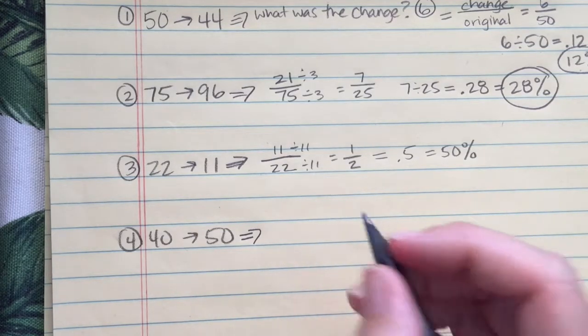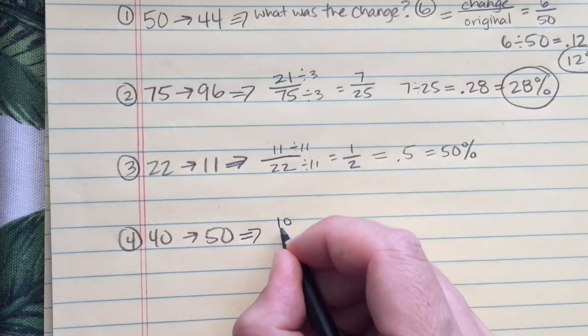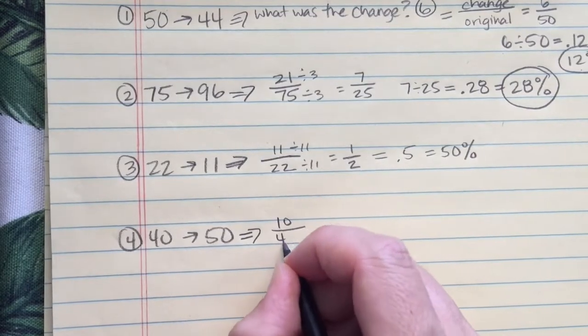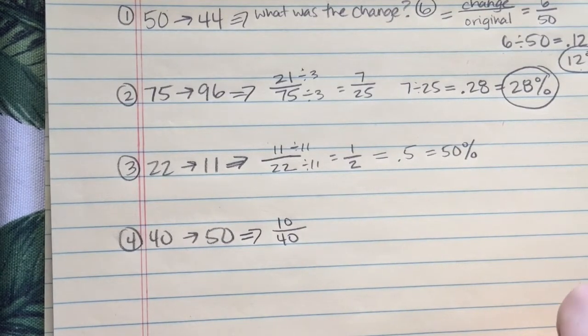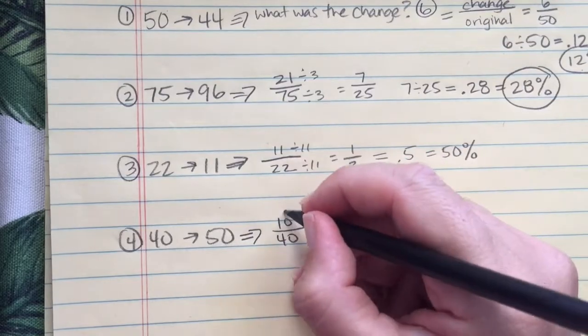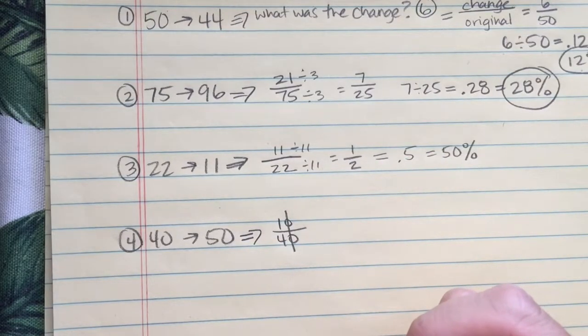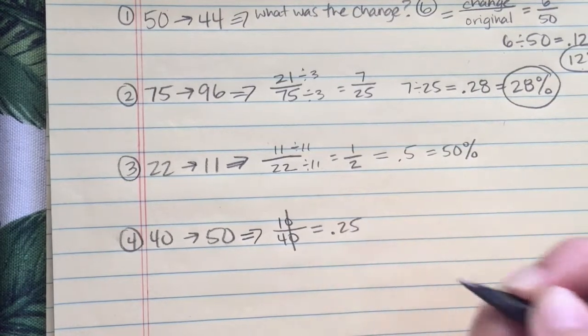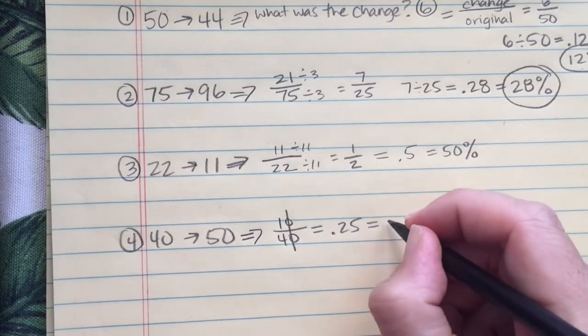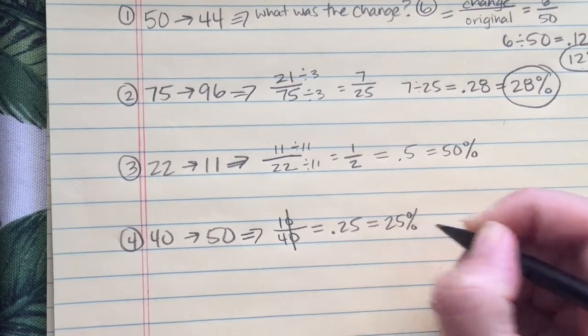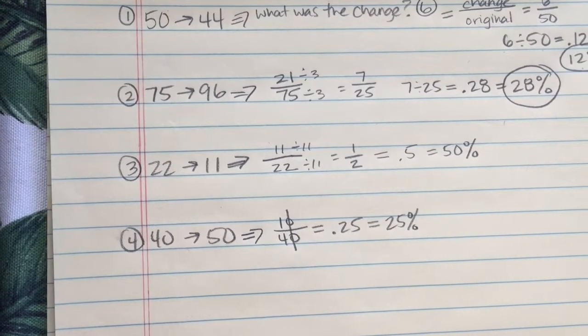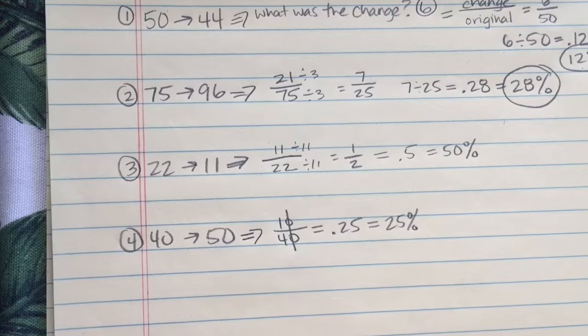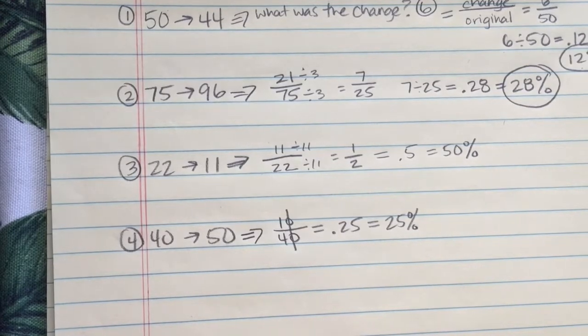All right, so you should have done a change of 10 over the original of 40. If you can, you might as well reduce fractions. In this case, I can cancel common zeros. And we already know that 1/4 is the same thing as 0.25, which is the same thing as 25%.